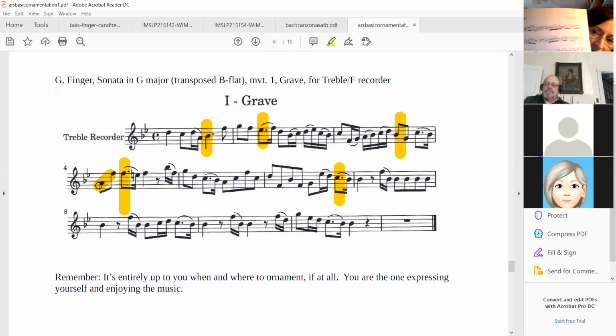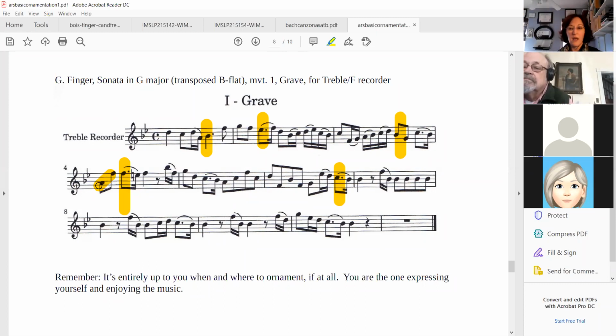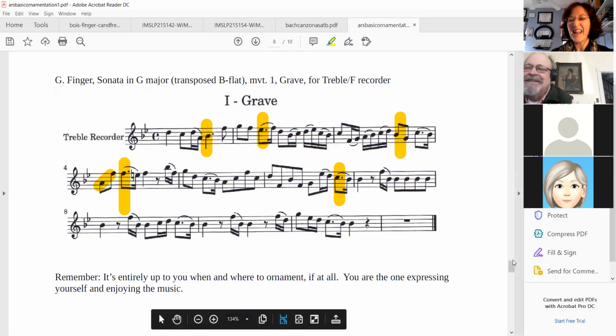So you can see that they have some ornaments in there. And it's entirely up to you. You're the one making the music. You're the one enjoying the music. So you do you. If you don't want to add any of these things, well, guess what? These people are dead and they aren't coming back to get you. So you're good. They never have to know.